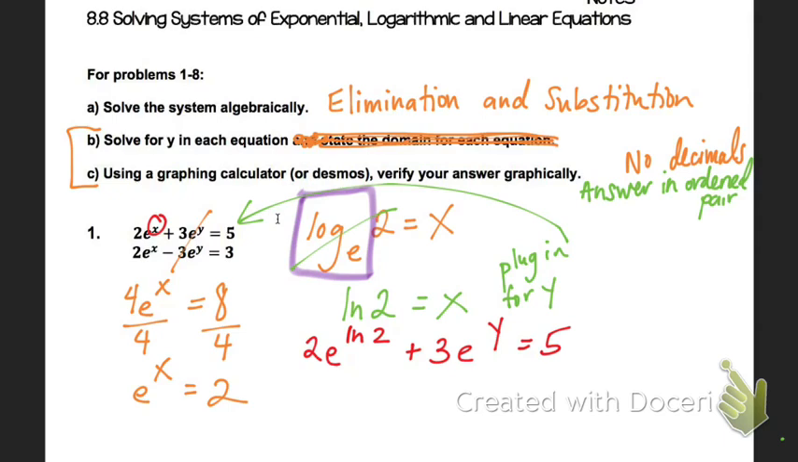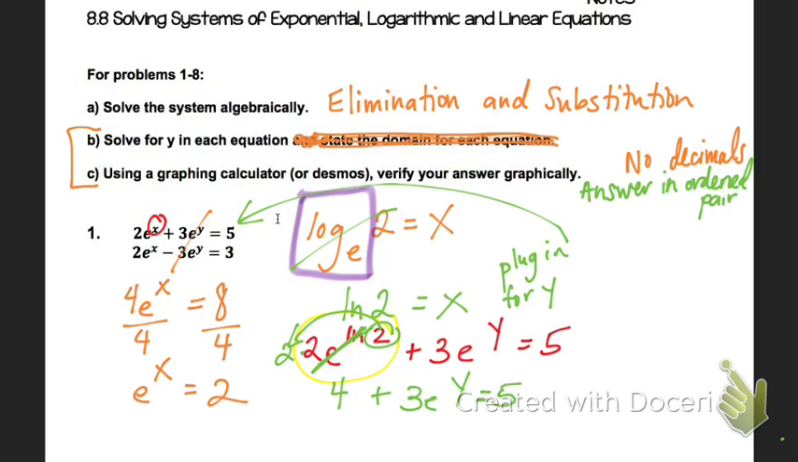Now, how can I simplify this 2e to the ln of 2? What does that become? The e and the ln cancel out, right? These two cancel. What happens to this 2? It just jumps out front, so it's like 2 times 2. So it becomes 4 plus 3e to the y equals 5.